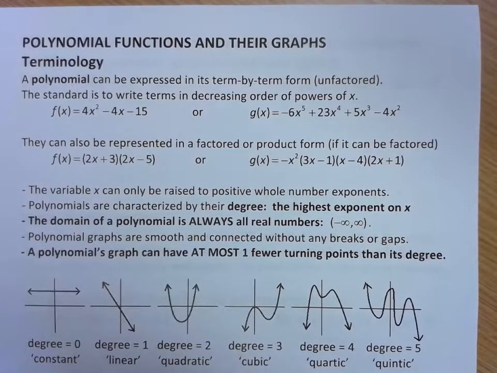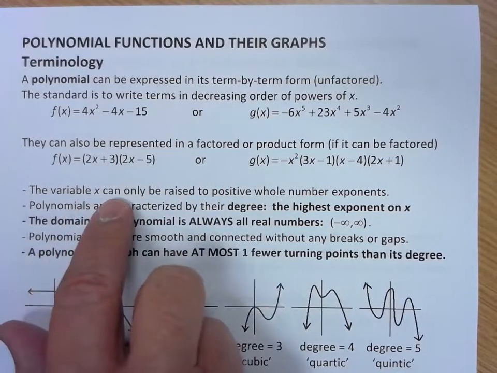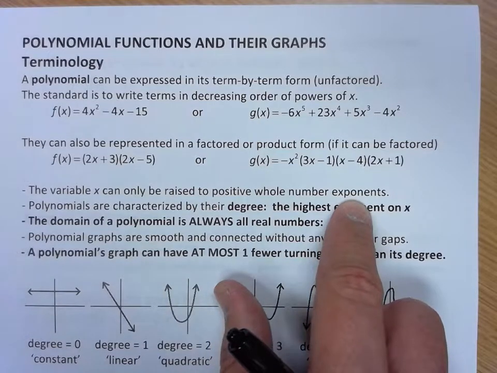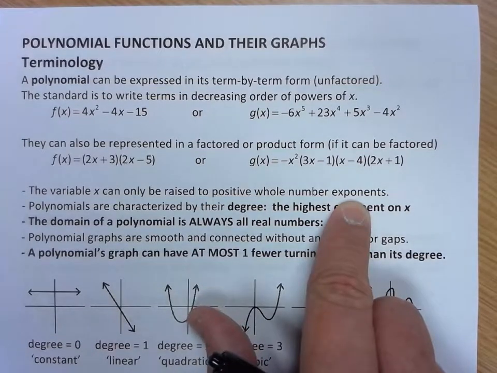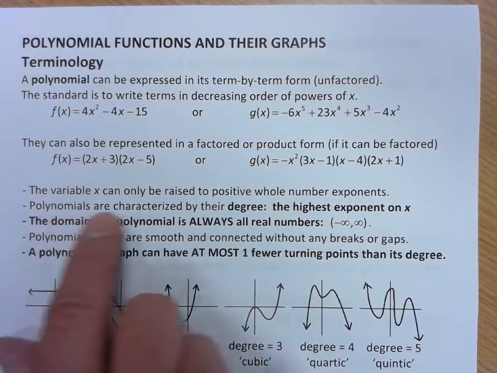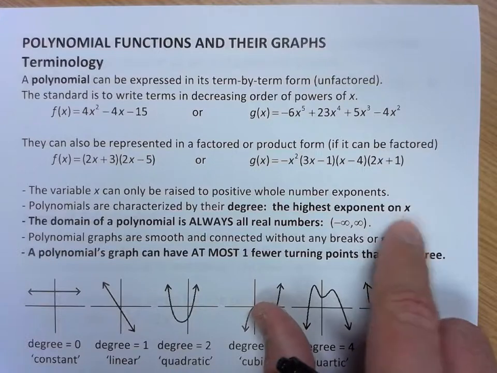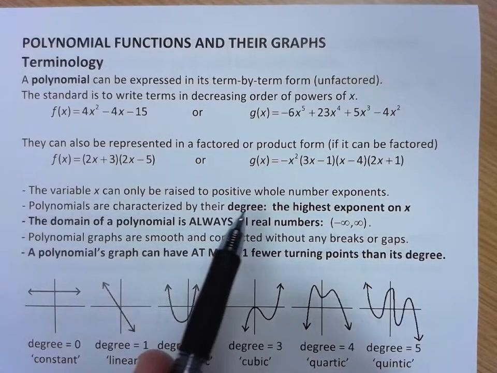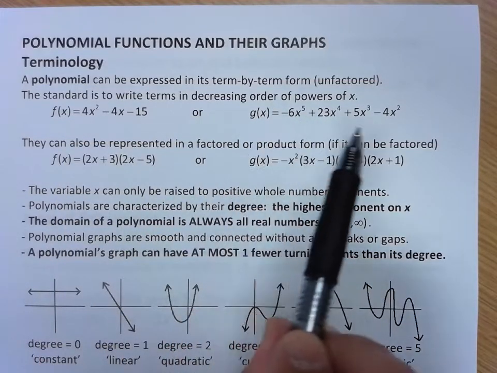So some properties that are unique to polynomial functions. A polynomial function's format contains a variable x that's only raised to positive whole number exponents. So you should never see any square root symbols or negative exponents on the powers of x in a polynomial. Polynomials are identified by their degree. The degree of a polynomial is the highest exponent that you see on the x variable. Keep in mind, the only place you can really get the degree is from the form written in this descending power form.